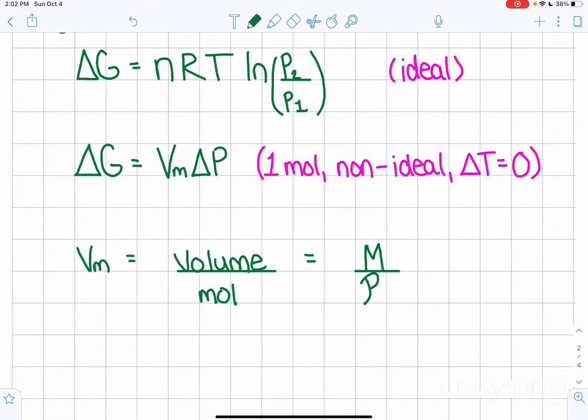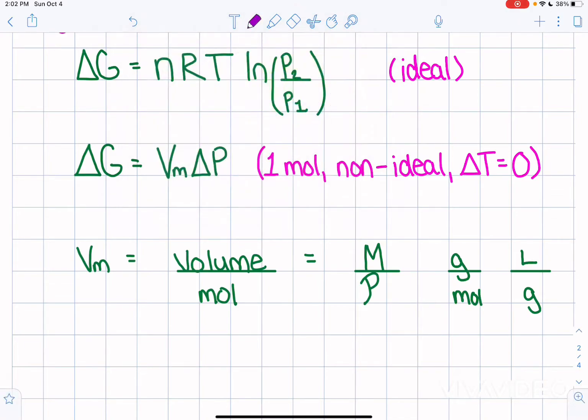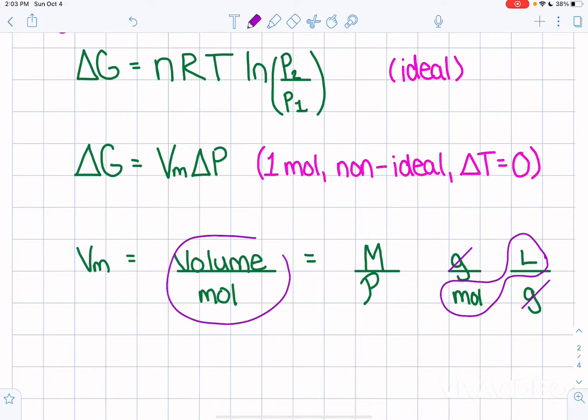And the reason why that works, if you look at it like this, molar mass is grams per mole. And density, this is going to be upside down because we are dividing by it. Density is going to be grams per some volume, like liters. And if we were to cancel out our grams and our grams, we would end up with liters per mole. And that is our volume per mole right here.